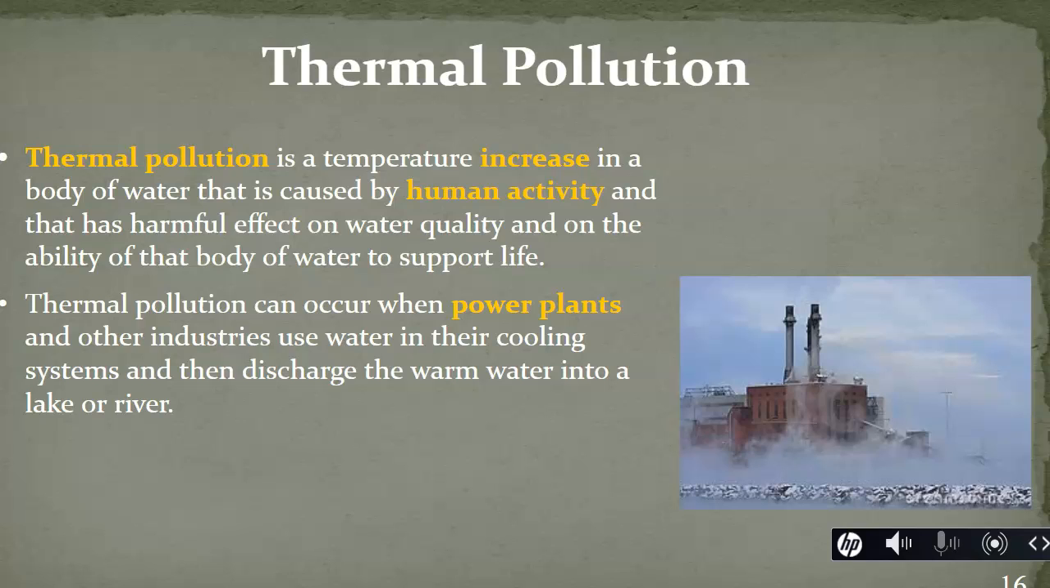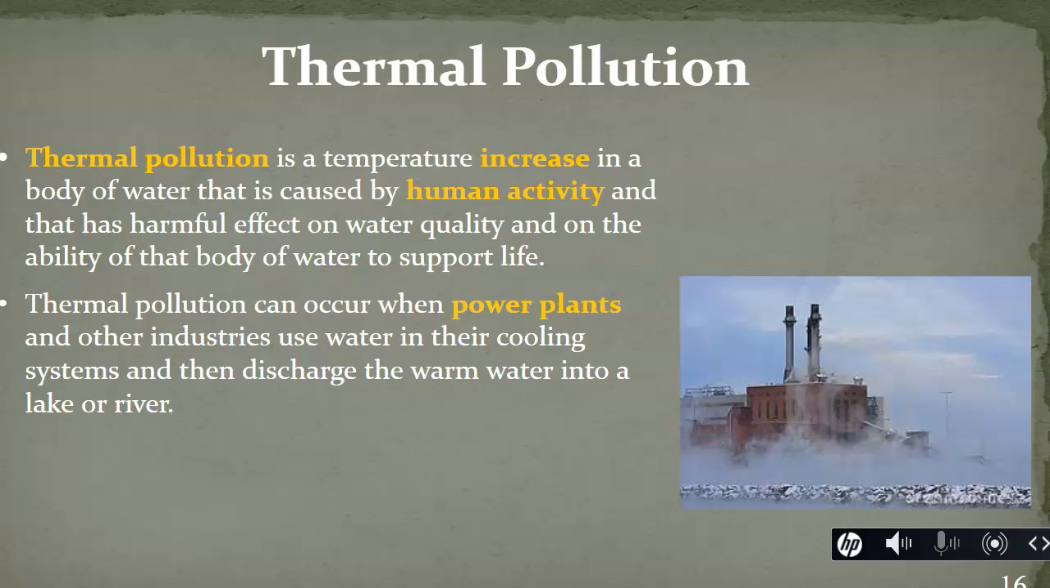Okay. We can also talk about thermal pollution. We look at this as a temperature increase in a body of water caused by human activity, right? So for one example, thermal pollution can occur when power plants use water in their cooling systems and then discharge that warm water in the lake or river. So they're using the water to cool off their tanks or whatever, and the water itself gets warm.